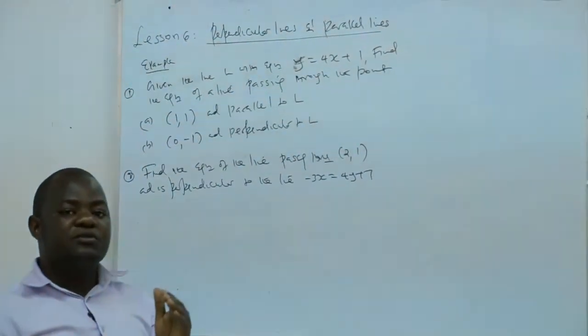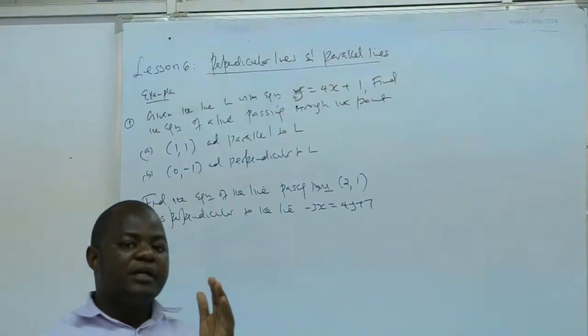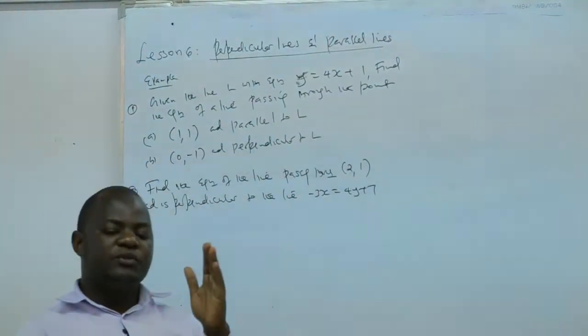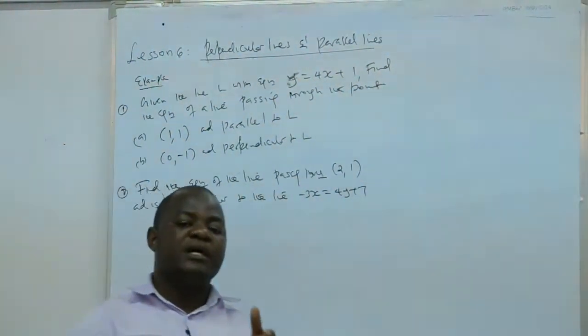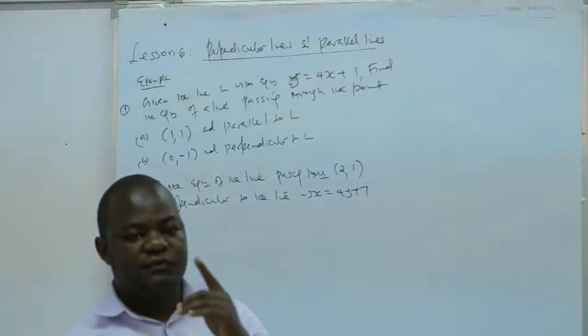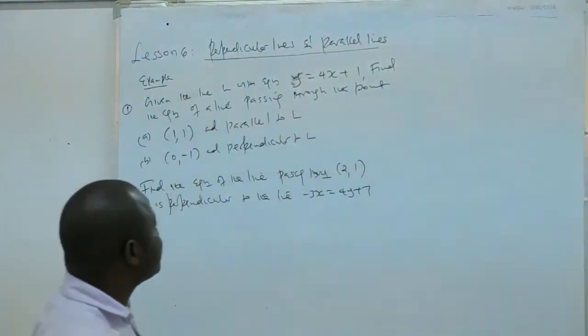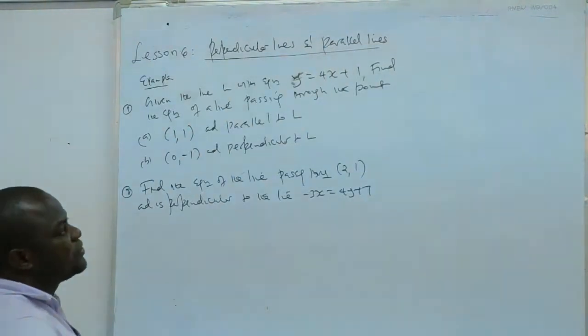we discussed that two lines are said to be parallel if they have the same gradient. And also we said that two lines are said to be perpendicular if the product of their gradients is equal to -1. Now let us take the solution to some of these examples that we have.